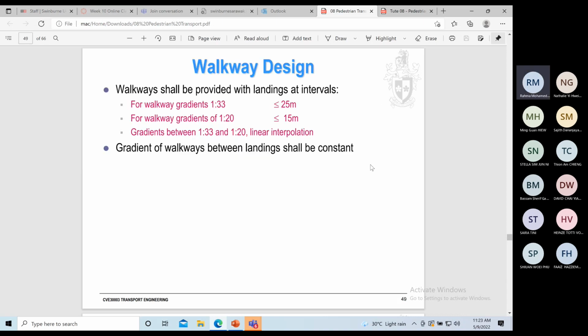So let's move on to walkway design. For walkway designs, walkways shall be provided with landings, and walkways usually are provided at longer lengths. They range from 15 meters to 25 meters, and the gradient ranges from 1 in 20 to 1 in 33. So anything exceeding 25, you have to provide landings. And for the gradient in between 1 in 20 and 1 in 33, you have to do linear interpolation. And make sure that the gradient of walkways between two landings shall be constant.